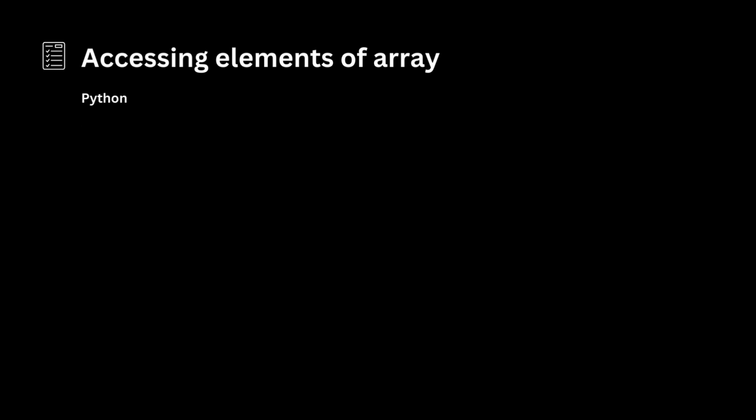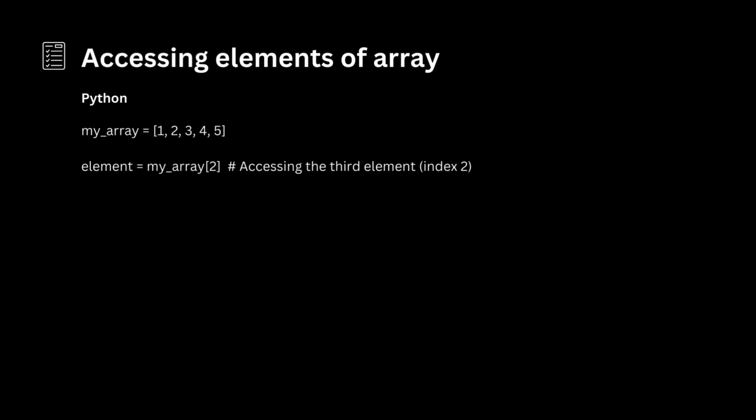In Python, myArray = [1, 2, 3, 4, 5]; element = myArray[2], accessing the third element, that is index 2. Let's see the breakdown. myArray: this line declares a list named myArray with values 1, 2, 3, 4 and 5. myArray[2] accesses the third element of the list, that is index 2.